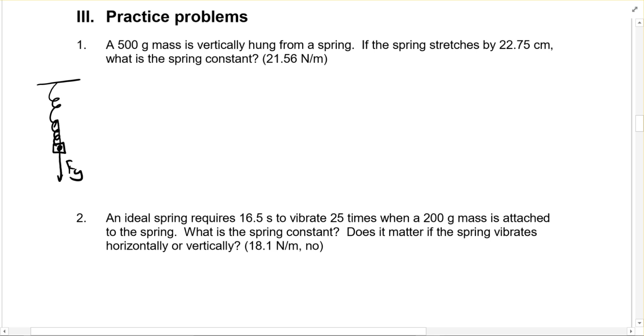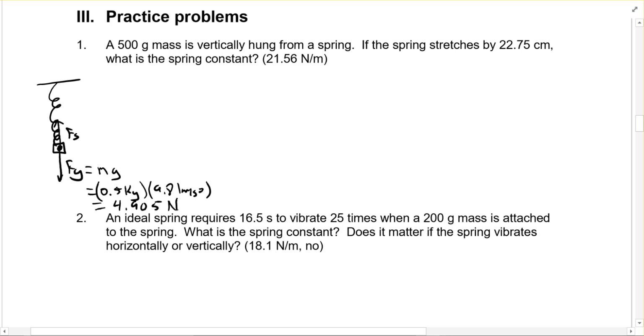We've got Fg is going to be equal to Fs pulling back up again. So really what I need is Fg. And then when I know Fs, I can figure out my spring constant easy enough. So Fg is equal to mass times gravity. So that's going to be equal to 0.5 kilograms, has to be in kilograms, times 9.81 meters per second squared. So that's going to be 4.905 newtons.